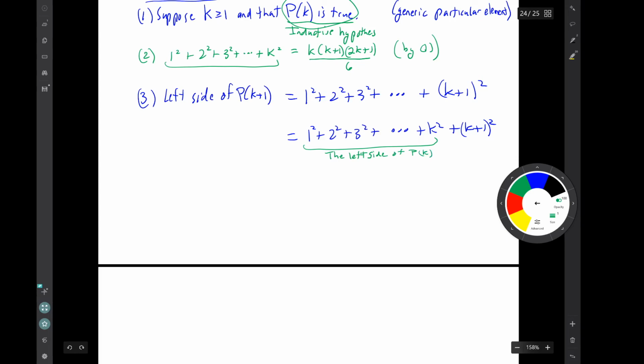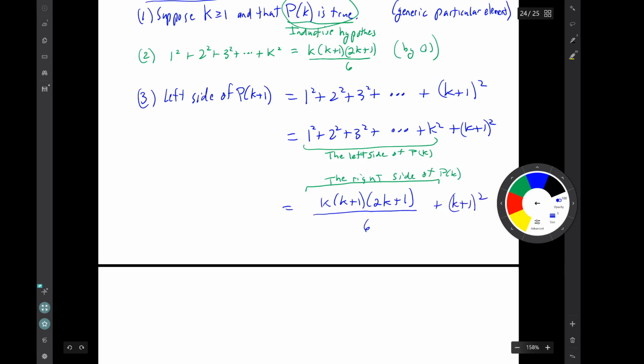Now P(k) is true. We're assuming it's true, so that left side equals the right side of P(k). In other words, whenever I see one of these, since I'm assuming that P(k) is true, I can replace that with that. So I replaced all of that stuff there with this stuff, so I use the fact that P(k) is true. Now notice, we did not prove that P(k) is true. We just are assuming that it's true.